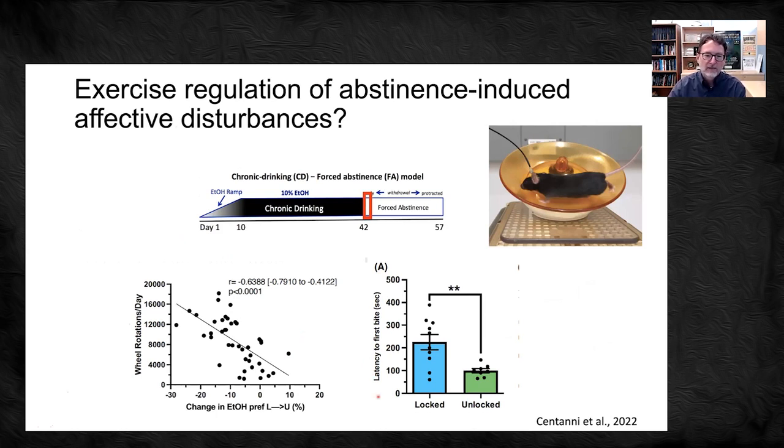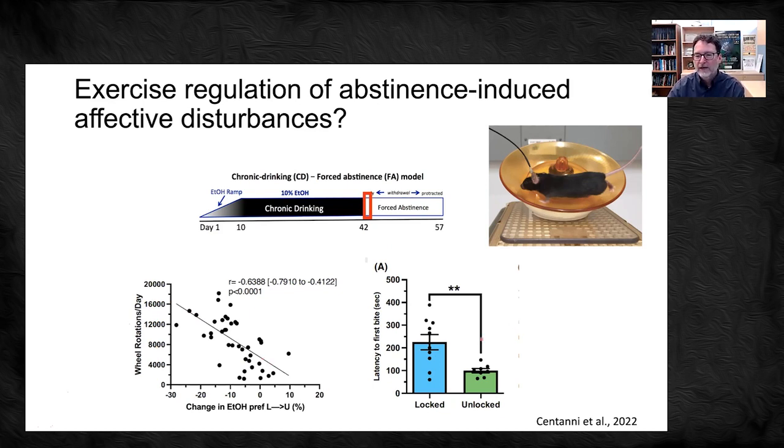This is recently published work from our lab where we utilized exercise wheels in the chronic drinking forced abstinence assay. On the left here, you can see a correlation of the wheel rotations per day relative to the relative ethanol preference that these animals have. You can see there's a very strong correlation in overall ethanol preference relative to wheel rotation, where the more time the animals spend on the exercise wheel, in general, the lower the preference that the animals have for alcohol, which was a very interesting result to us.